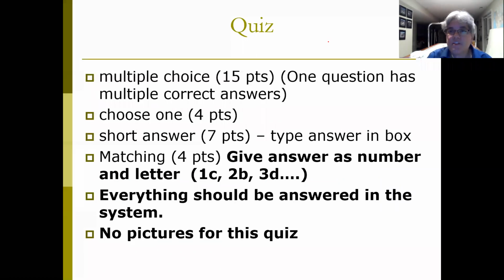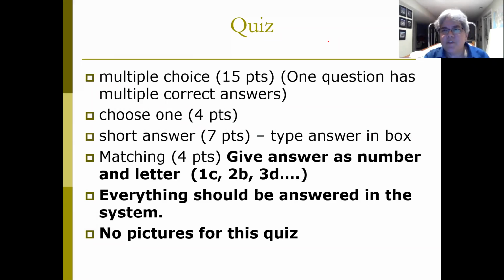Okay, the types of questions this time for this quiz, there'll be multiple choice. One of those has more than one right answer. And it will tell you, choose all that are correct. Okay, the others, one answer.